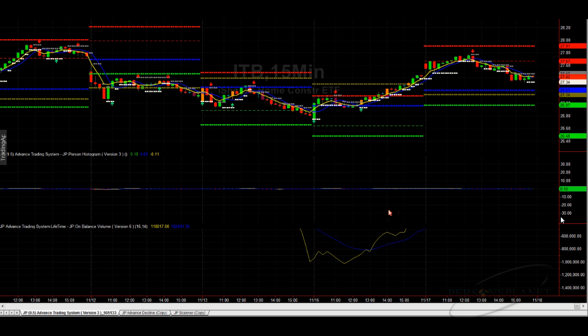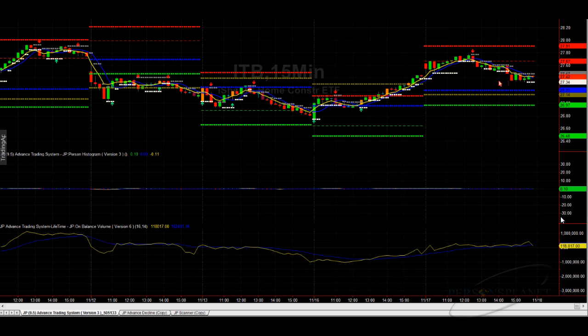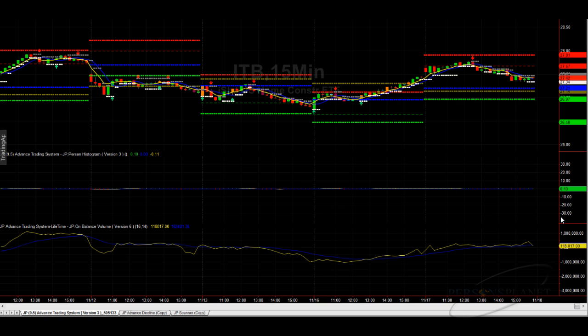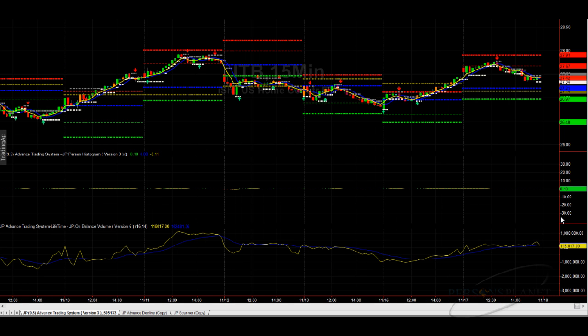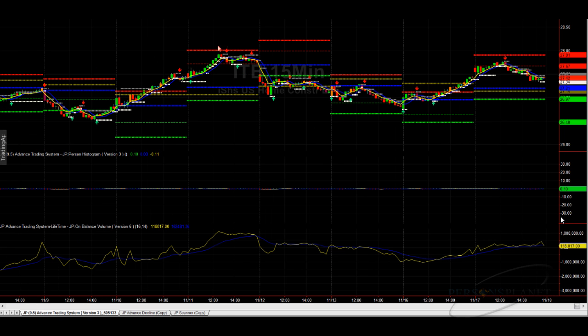Now, this is a 15-minute chart. I just changed the time frame. It still has, as you can see here, from 11:16, 11:17, these are the daily pivots. So I wanted to go over a couple things about the platform and why people are finding this to be an effective tool. Now, this is the ITB. This is not the futures.